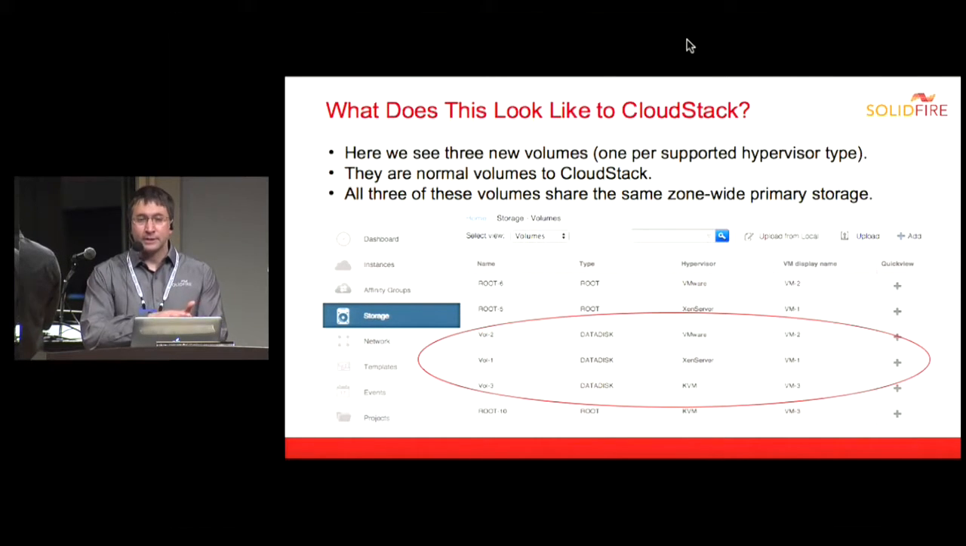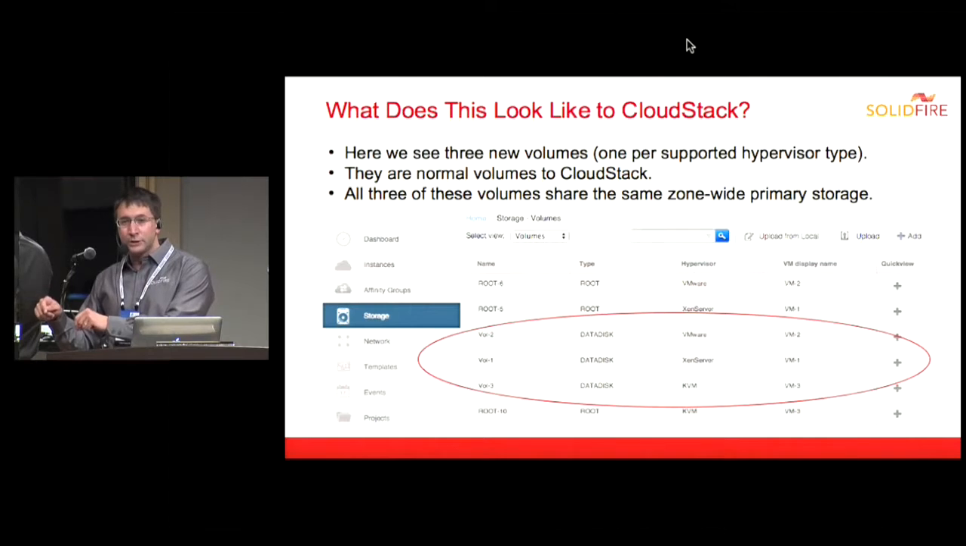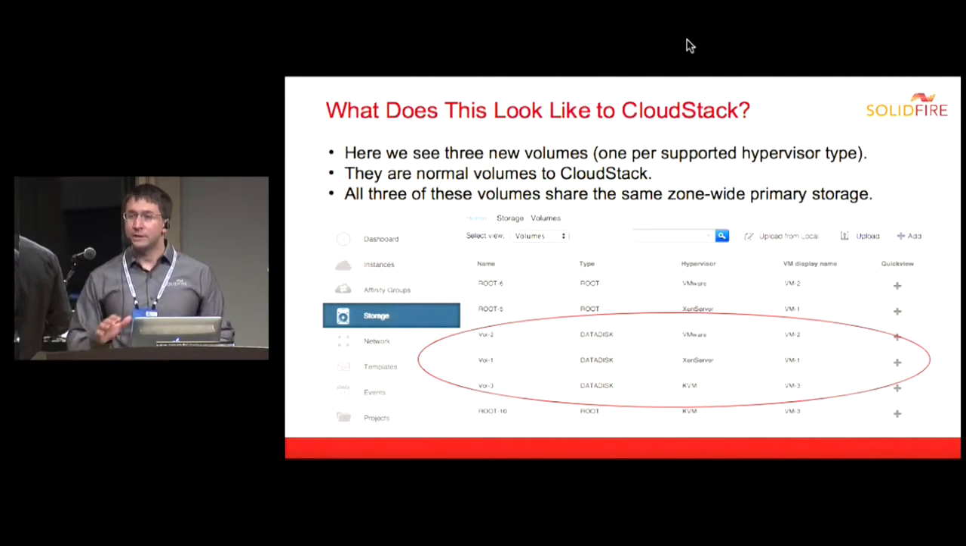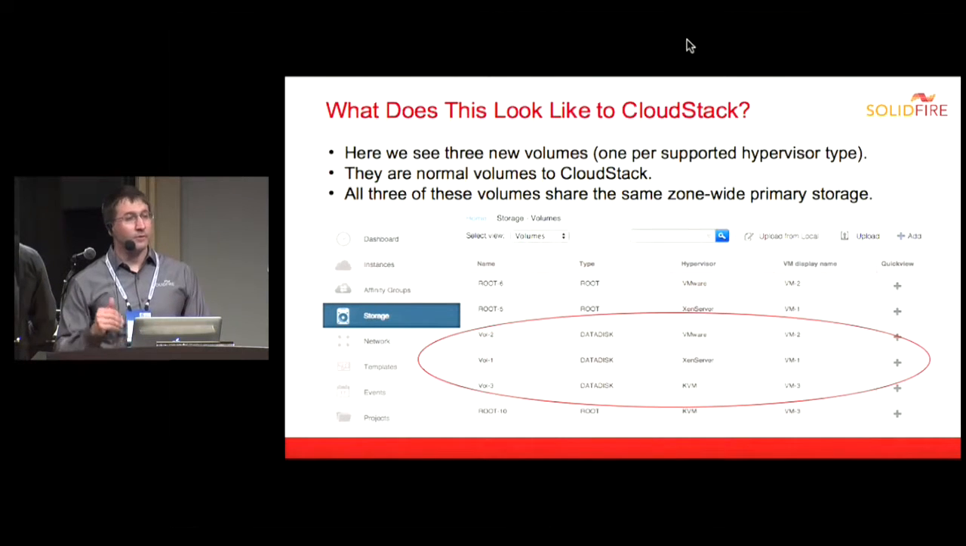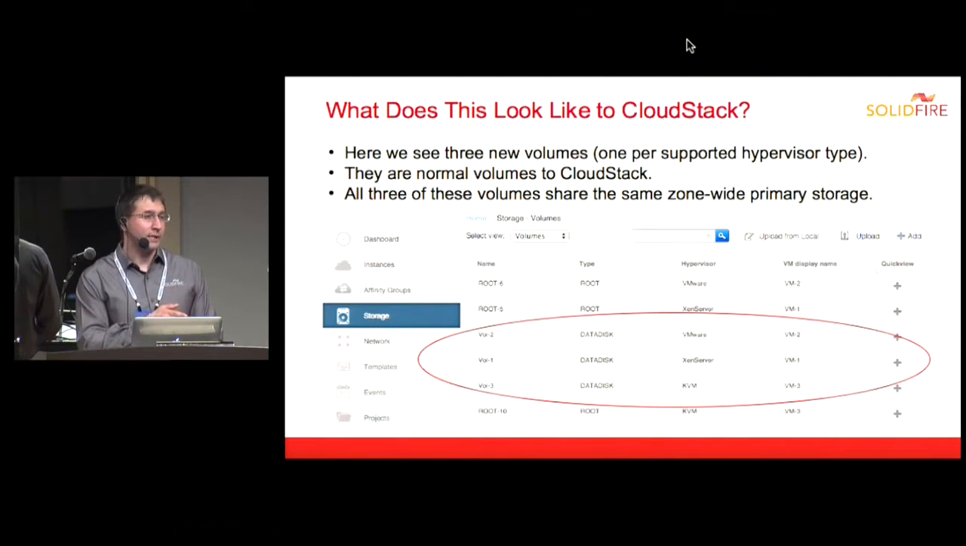So if you had a data disk attached to a virtual machine that was running on ESX, you can detach it and attach it to other virtual machines in the same cluster, or outside of that cluster, as long as they're ESX-backed VMs. Same thing for XenServer and KVM. Whatever hypervisor type the VM is running on, when you attach your volume to that VM for the first time, that CloudStack volume becomes that kind of a volume. It's associated with that kind of a hypervisor.